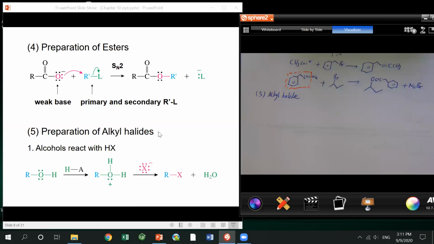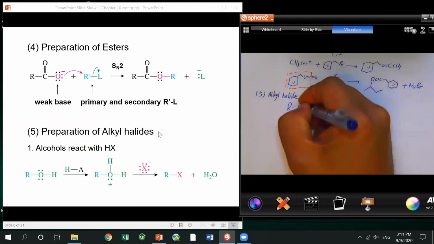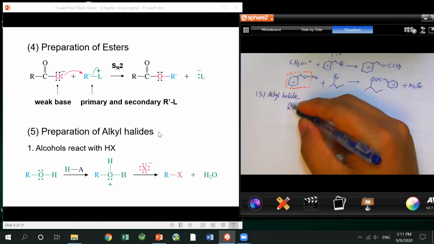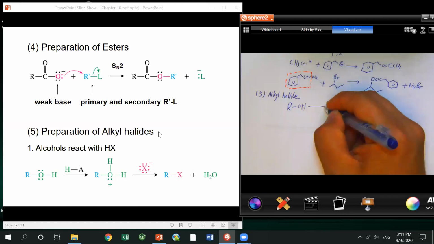The first way, just before we talk about the alkyl halide preparation, keep in mind that if you want to convert the alcohol to an alkyl halide, we have to convert the OH group to some kind of good leaving group.